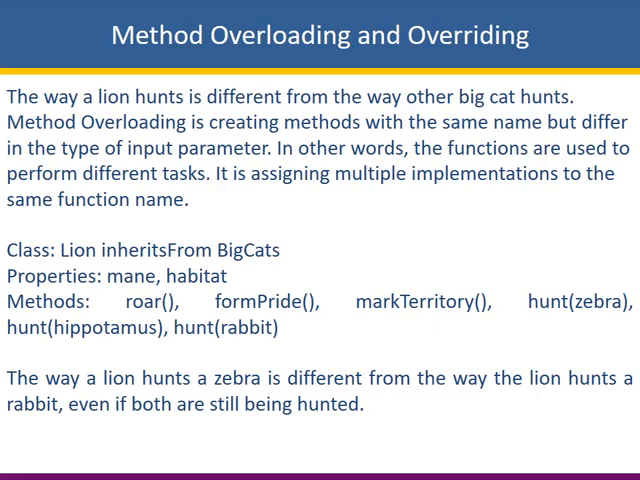So it's different, but even if both are still being hunted. The way a lion hunts a zebra is different from the way a lion hunts a rabbit, but the zebra, the rabbit and the hippopotamus, all three of them, are still being hunted. So that is what we mean by method overloading.